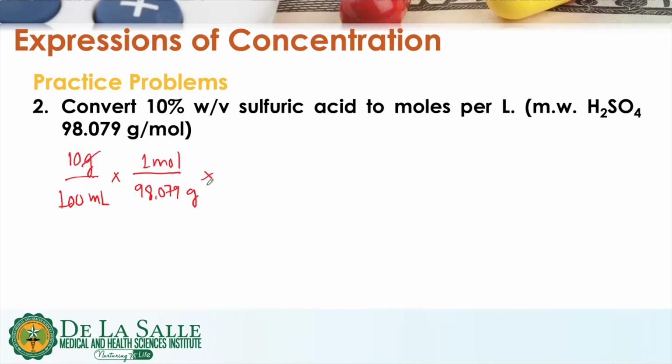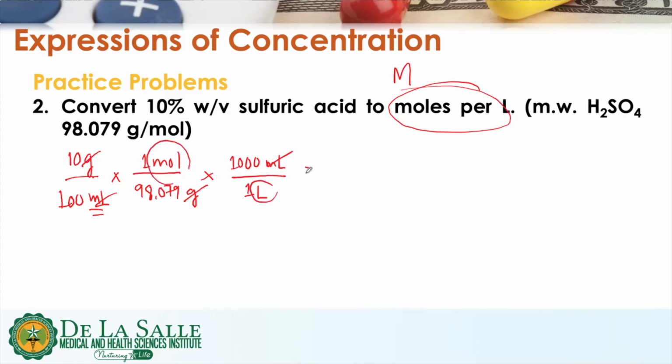We cancel the grams. Next, we need to convert the milliliters to liter because according to the definition of molarity, it is moles per liter. 1,000 milliliters are equivalent to 1 liter. So we cancel the milliliters. We are left with moles per liter. So 10 times 1,000 divided by 100 divided by 98.079, this will be equal to approximately 1.0 molar.